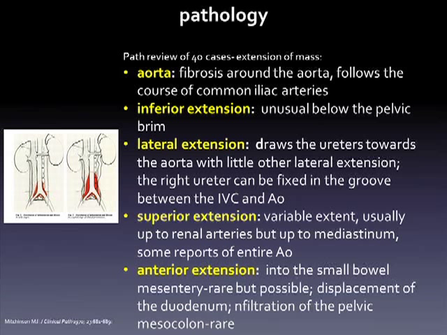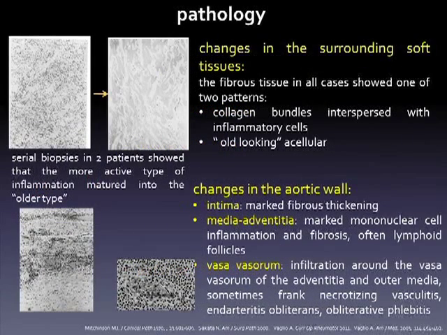Lateral extension is usually, because it's a fibrotic process, it pulls. It doesn't push the ureters away, it just pulls them together. And there is some anterior extension into the small bowel mesentery and with possible displacement of the duodenum. This gastrointestinal involvement is more prominent in people with inflammatory aortic aneurysm, and it can cause significant problems for surgery when these people go for aortic repair.